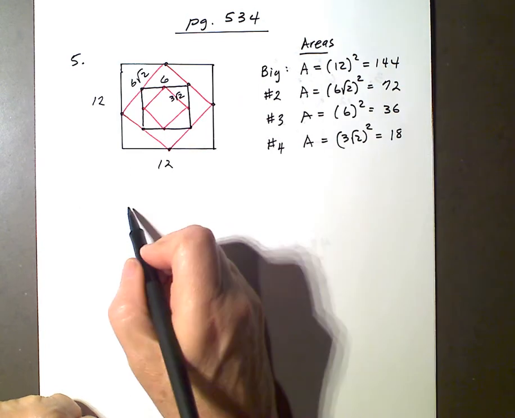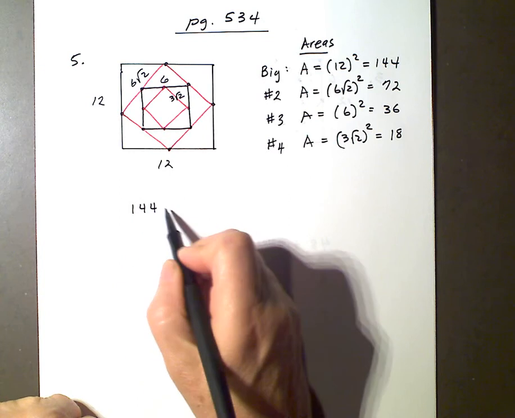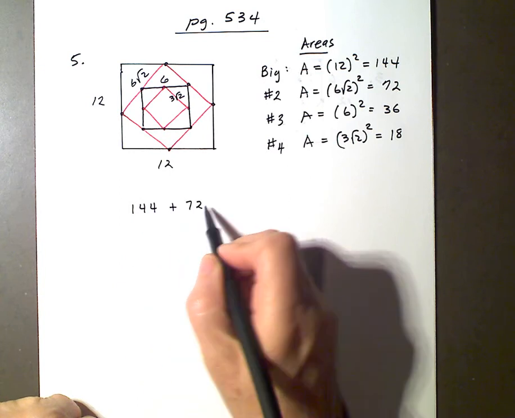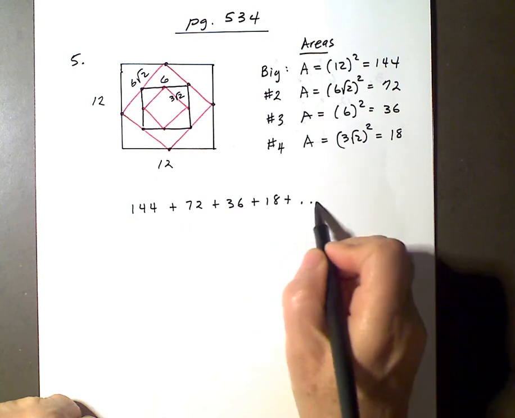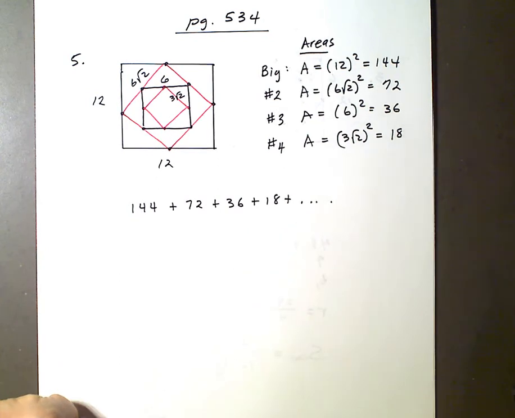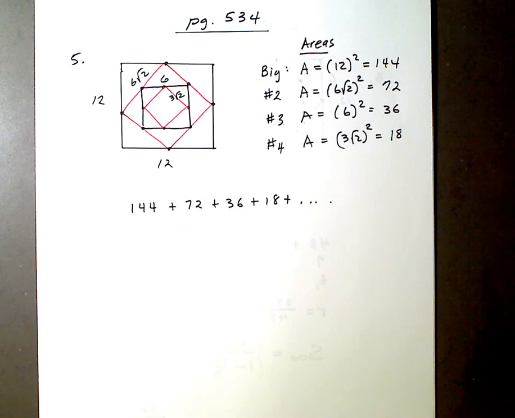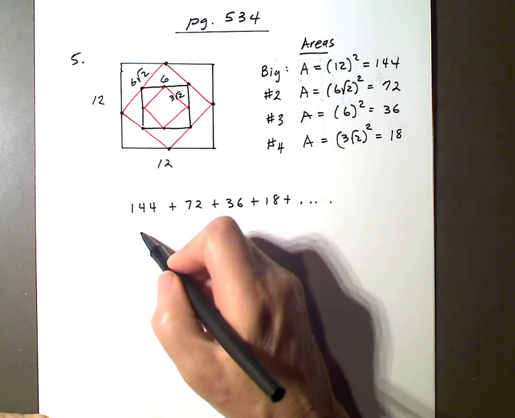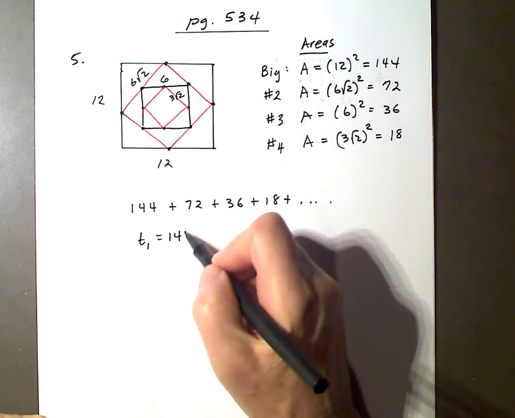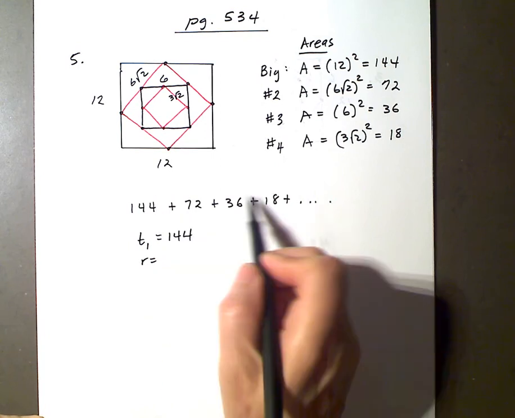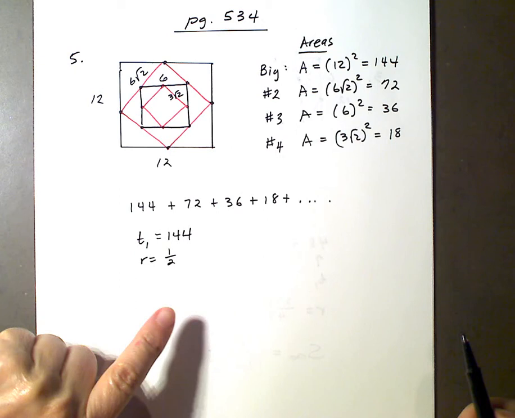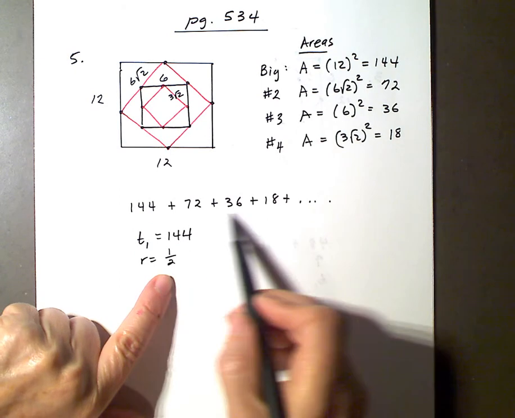So if I just look at the list, 144 plus 72 plus 36 plus 18, we can definitely see the numbers are getting smaller, and the common ratio, what that's going to be. So term 1 is 144, and the common ratio is 1/2. Definitely less than 1, and this series will converge to a finite sum.